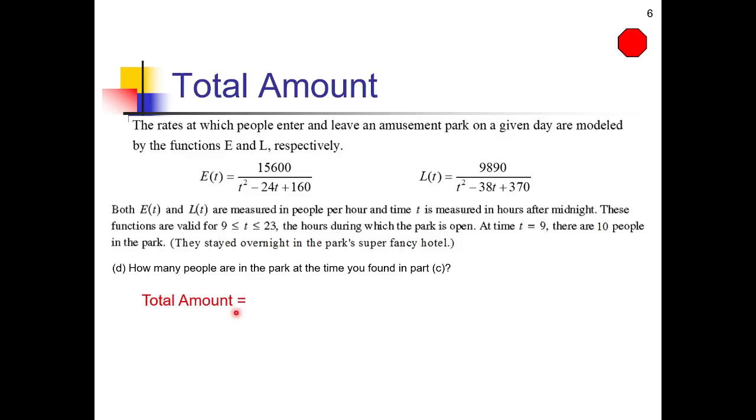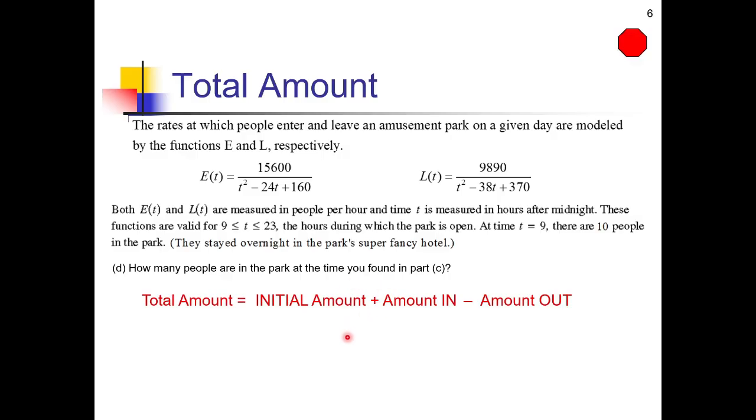In general, total amount of a quantity is going to be the amount that came in over the given time period minus the amount that left. But there's also one important piece that we're forgetting about. We need to know the initial amount of whatever it is we're measuring that was there when the problem started. If we forget about that, then we're just kind of figuring out the displacement and not the new position, so to speak. So with this in mind, pause the video and see if you can sort out how many people are actually in the park at the time we found in part C.